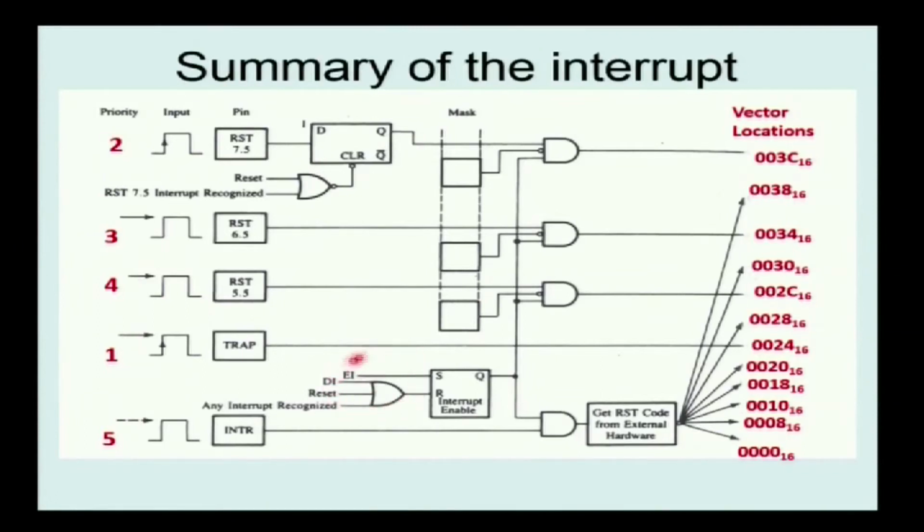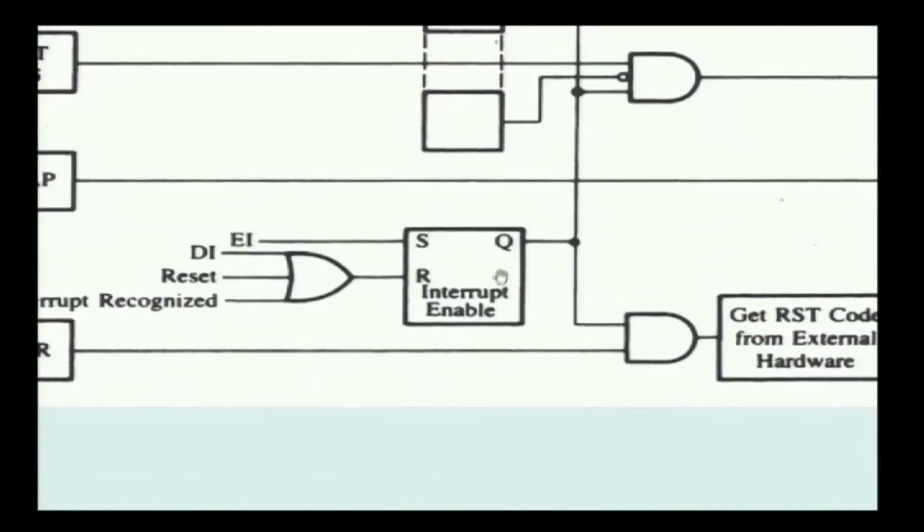So, this block represents the EI instruction. This interrupt is enabled by using the EI, enable interrupt. This is one of the inputs for the maskable interrupts. This is an RS flip flop: the set signal is connected to the enable interrupt, and the reset is connected to the DI instruction or reset or interrupt is recognized.